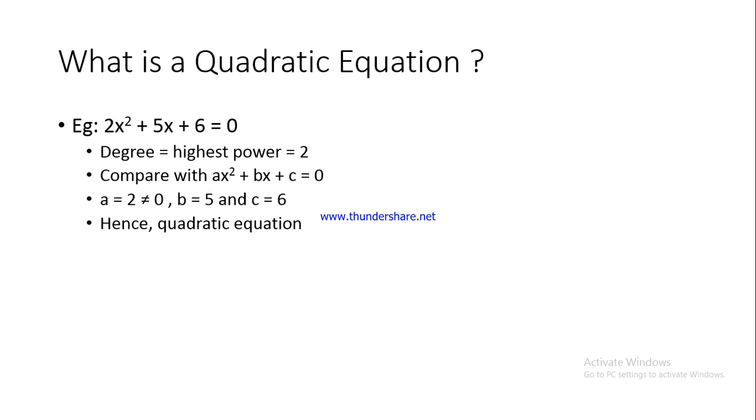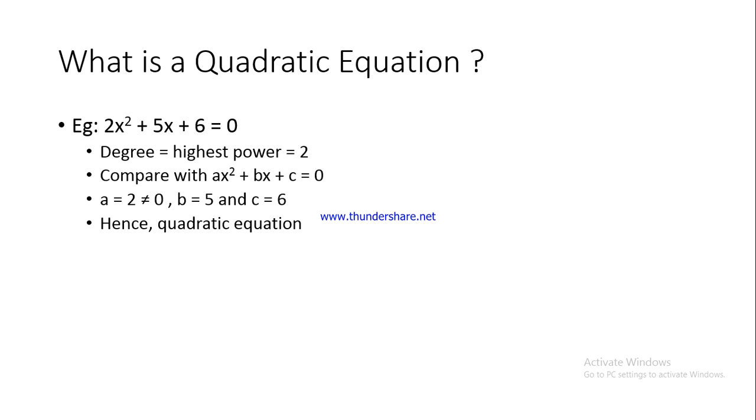Now what you have to do is you have to compare this equation with ax square plus bx plus c is equal to 0. Here when you compare the two equations, 2x square plus 5x plus 6 equal to 0 and ax square plus bx plus c is equal to 0, then you will find out 2x square should be equal to ax square, which means a should be equal to 2, which means a is not equal to 0, and that was a condition for an equation to be a quadratic equation. A is not equal to 0.